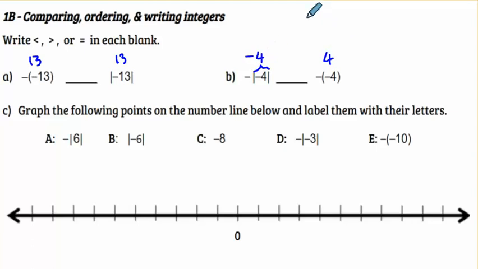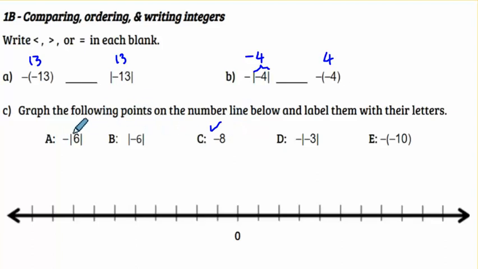All right, for problem C, I'm going to evaluate each one of these, and then I'll let you draw your number line and plot these points. The only one we really don't have anything to do with is C. That is just plain old negative 8, and that's ready to go. The rest of these we need to think about.